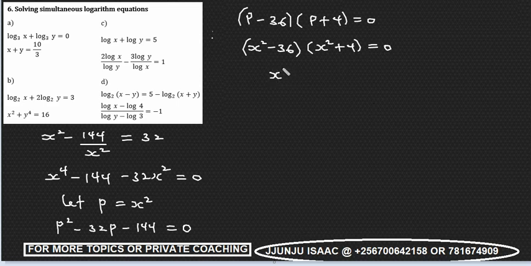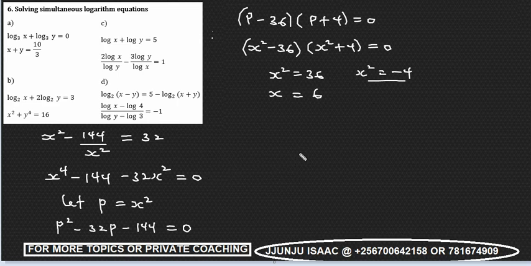Now we shall see that x squared is equal to 36, x is equal to 6. We shall not take a negative because we don't have a log of a negative number. Then again, when we talk about x squared being equal to -4, there is no real solution for this. So we are going to use x equal to 6.